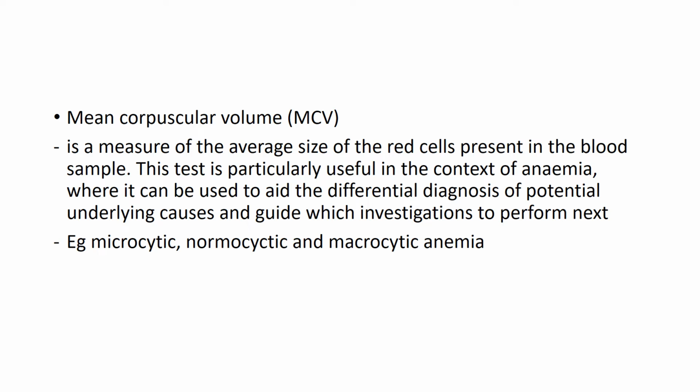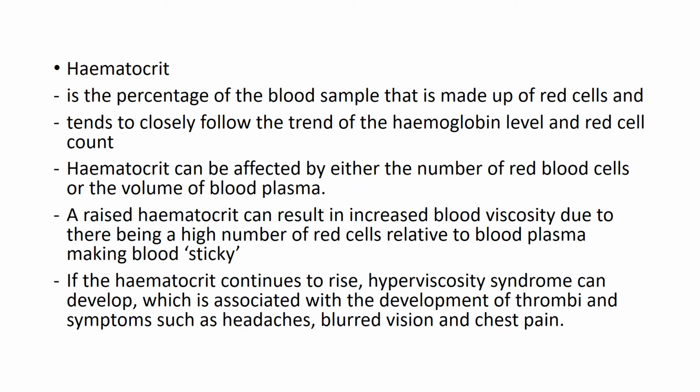Mean corpuscular volume is a measure of the average size of the red cells present in the blood sample. This test is particularly useful in the context of anemia, where it can be used to aid the differential diagnosis of potentially underlying causes and guide which investigation to perform next. For example, microcytic, normocytic, and macrocytic anemia.